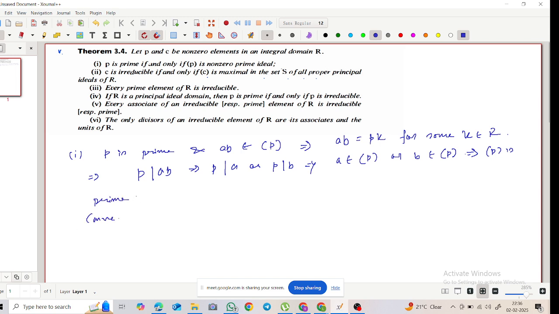Conversely, the converse part is easy actually, you can do it yourself.